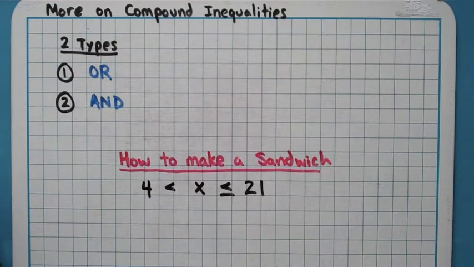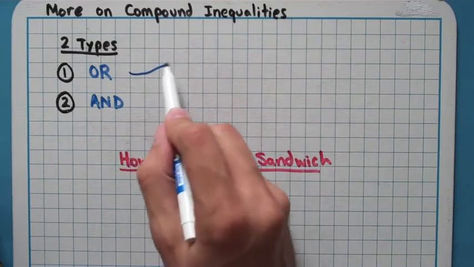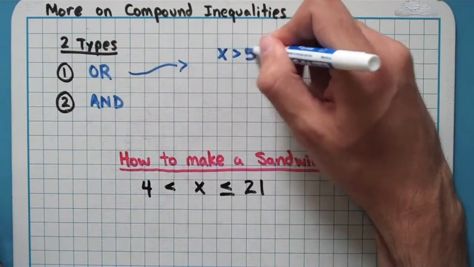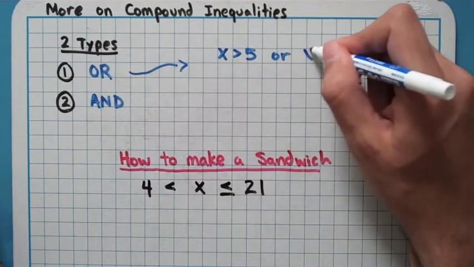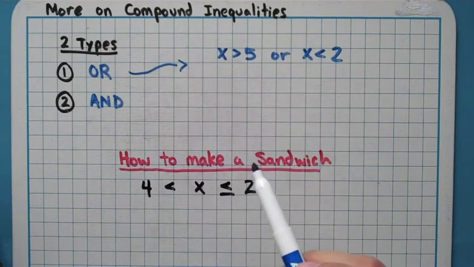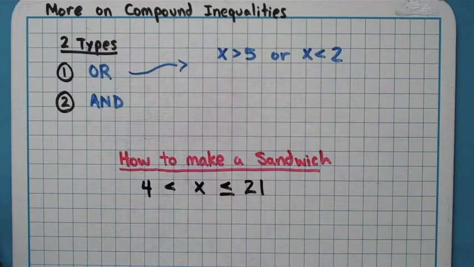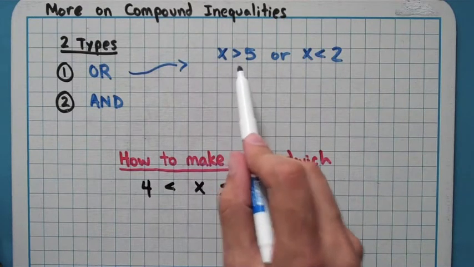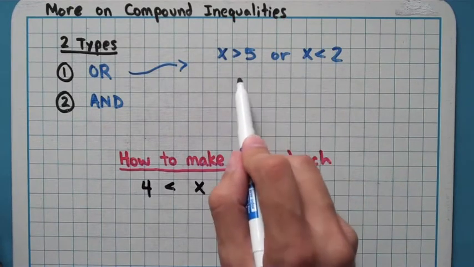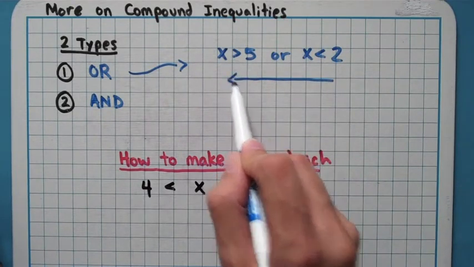Or inequalities, overall, are not that bad to deal with. Those are things like x is greater than 5 or x is less than 2. So the word or in general means it can be one or it could be the other. As long as you fit one of them, you're cool for the most part. So if you're bigger than 5, you're fine. If you're less than 2, you're fine. We really don't care. As long as you fit one of those two descriptions, you're good.